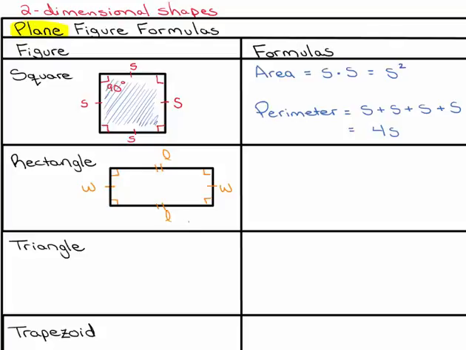Now, that doesn't mean that the longer side always has to be the length. It oftentimes is the length, but it doesn't have to be. The shorter side could be the length, and the longer side could be the width. It's okay. So these are interchangeable.